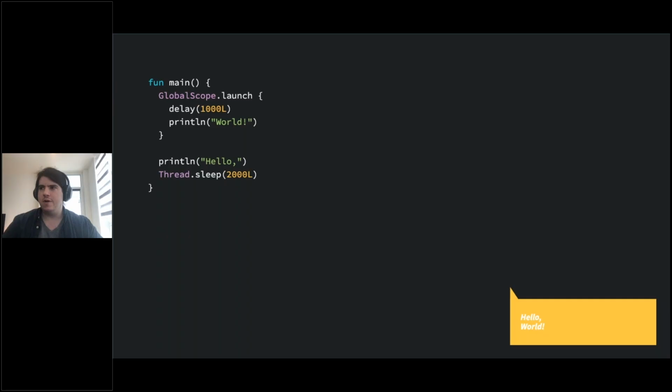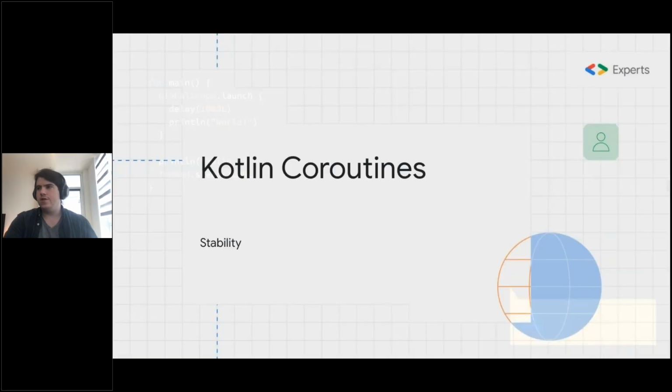So given this example, using straightforward GlobalScope, we have a println printing hello, sleeping for 2 seconds, and then we have the launch, which delays by 1 second and then prints world. Because we're printing hello immediately and we're printing world after 1 second, this then prints hello world after 2 seconds. So cool.